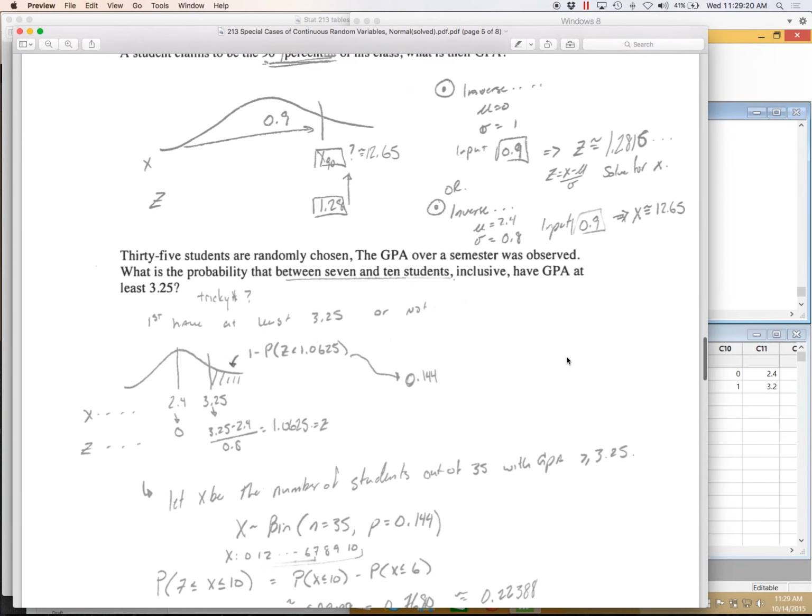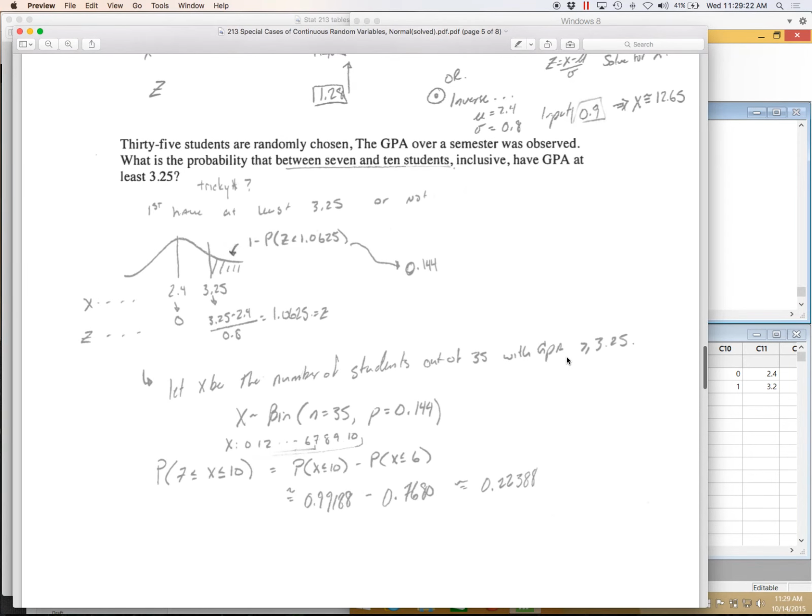Okay, finally, very tricky. 35 students are randomly chosen. The GPA over a semester was observed. What is the probability that between 7 and 10 inclusive have a GPA of at least 3.2? This is a very, very tricky question. You might get a problem like this on your second midterm, so pay attention.